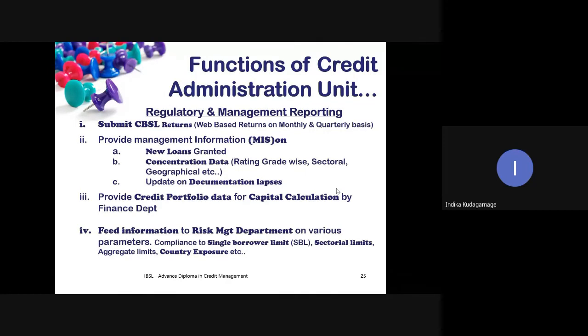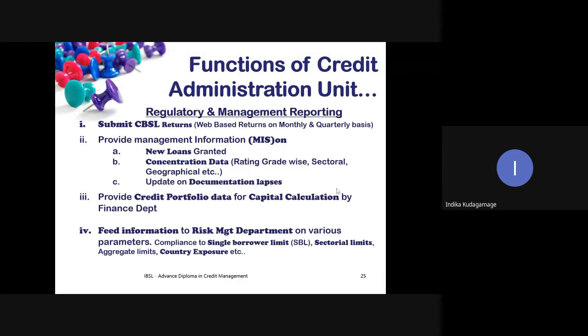Documentation lapses, that is another key function CAU does. Because due to urgency, sometimes pending documents, we do some work, right? One signature missing, one initial missing, but still we go ahead. So then we need to follow it up. When everything goes good, everything is smooth and good. But at the time of default, any lapses, any missing document will make our life very, very difficult.